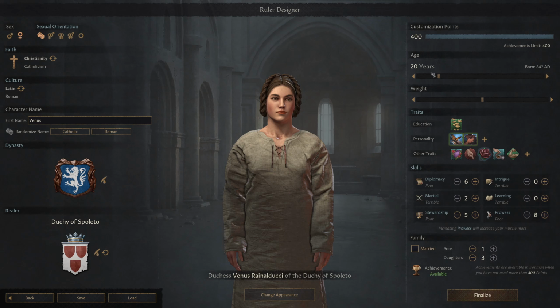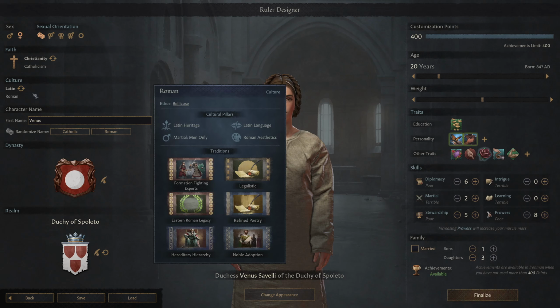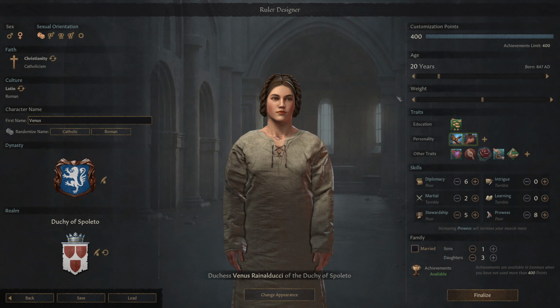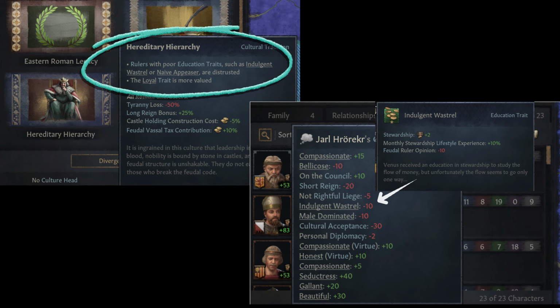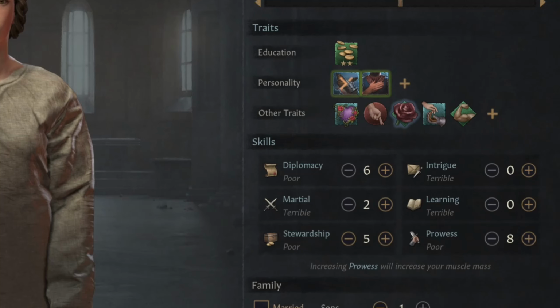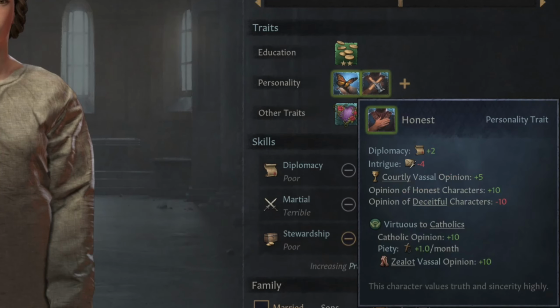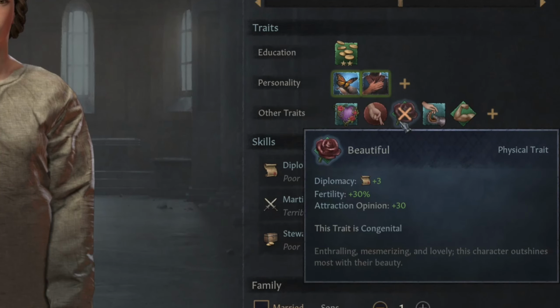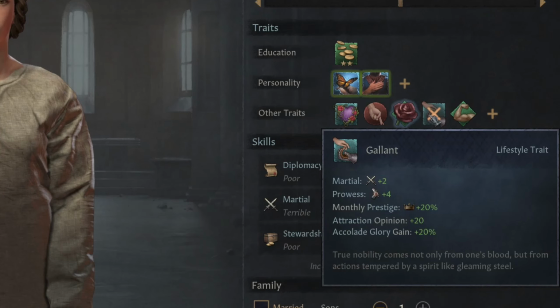We start off as a fresh 20-year-old. Of course, we need Roman culture to be the Mother of Rome with level 2 education, since Roman culture has hereditary hierarchy, so level 1 education will give a penalty. Compassionate and honest are cheap virtues. Seducer, beautiful, and gallant will give a total of plus 90 attraction, which will last until we're 50.